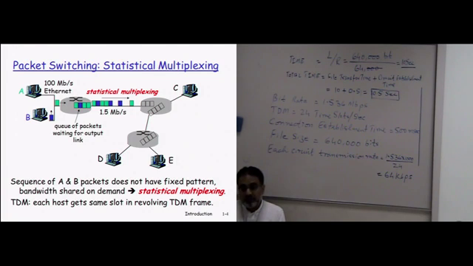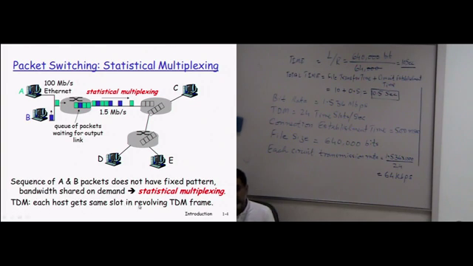So the routers in between are called hops, and the packet which starts its journey from the source host A, in order to reach its destination host E, has to go through 3 different routers, and every router will repeat the same process. So the sequence of A and B packets does not have a fixed pattern. Bandwidth is shared on demand. Whatever bandwidth is required will be shared on demand, and that is statistical multiplexing.